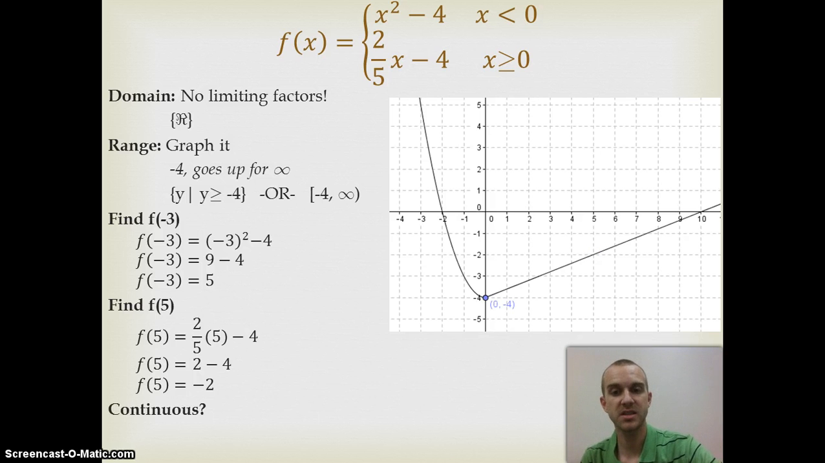Now maybe I want to know, is this graph continuous? So if I start up here and I follow it downward, I see so far I've got no holes, and right here where it transitions to the other part of my function, I have a solid dot. That point does exist, there's no gap there, and my pencil would still be on the paper, and I could now start to follow the straight line 2/5 x minus 4. So yes, this would be a continuous function.